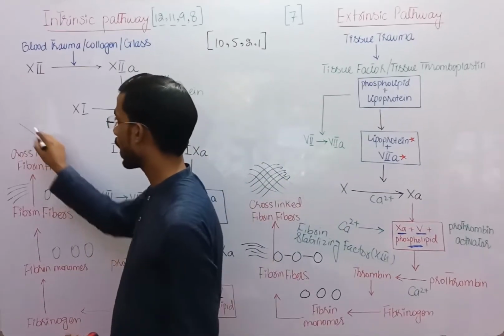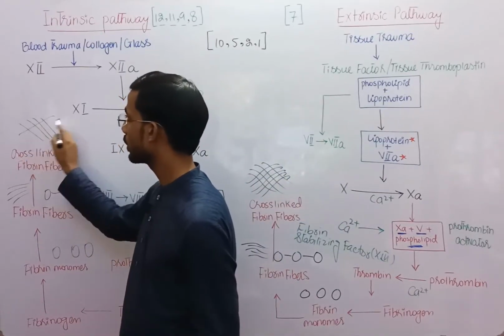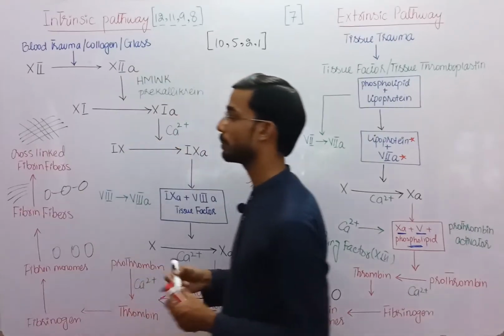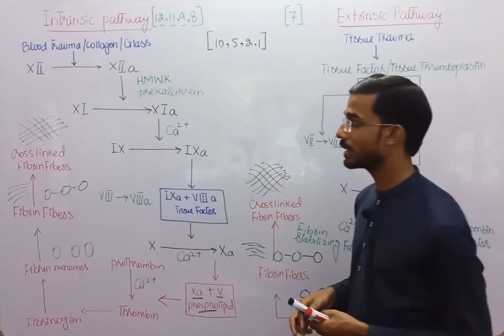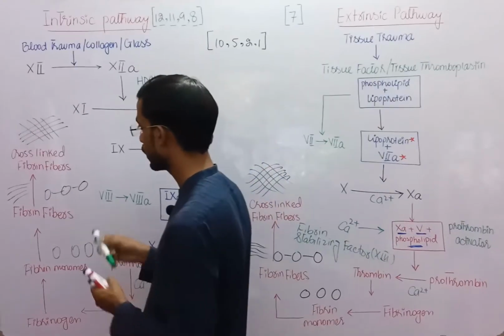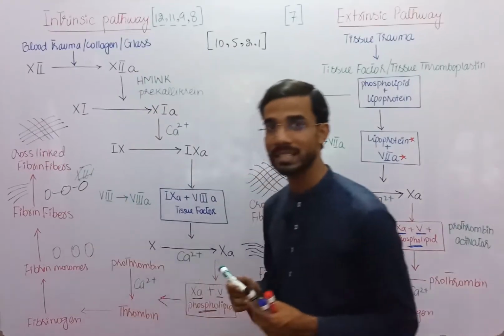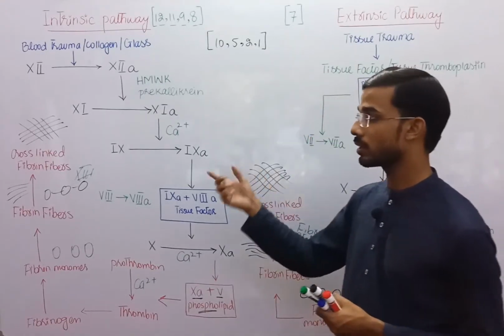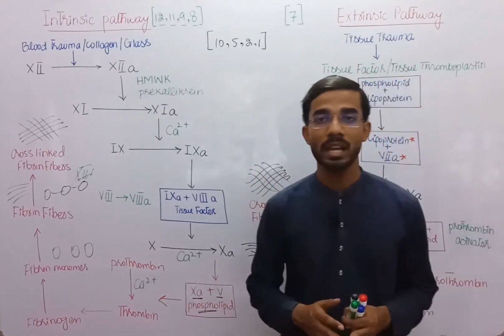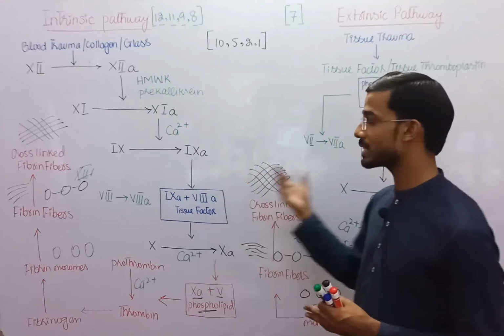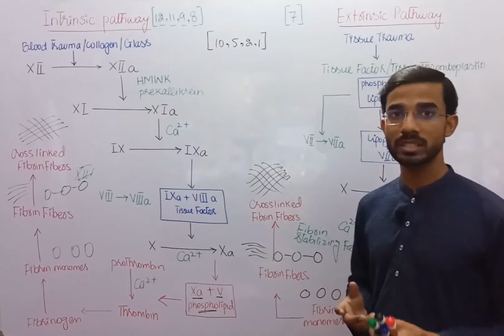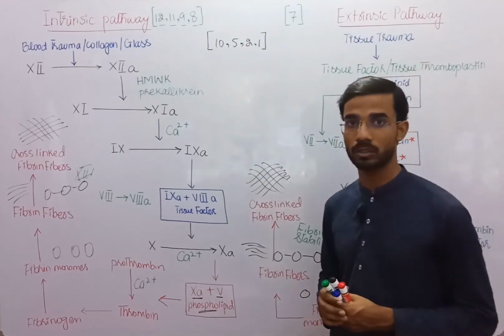and after that they form cross-linked fibrin fibers, making an angle of 90 degrees. And again factor 13, which is the fibrin stabilizing factor, is involved in cross-linking. So this is the basic difference and similarity between the intrinsic and extrinsic pathway.